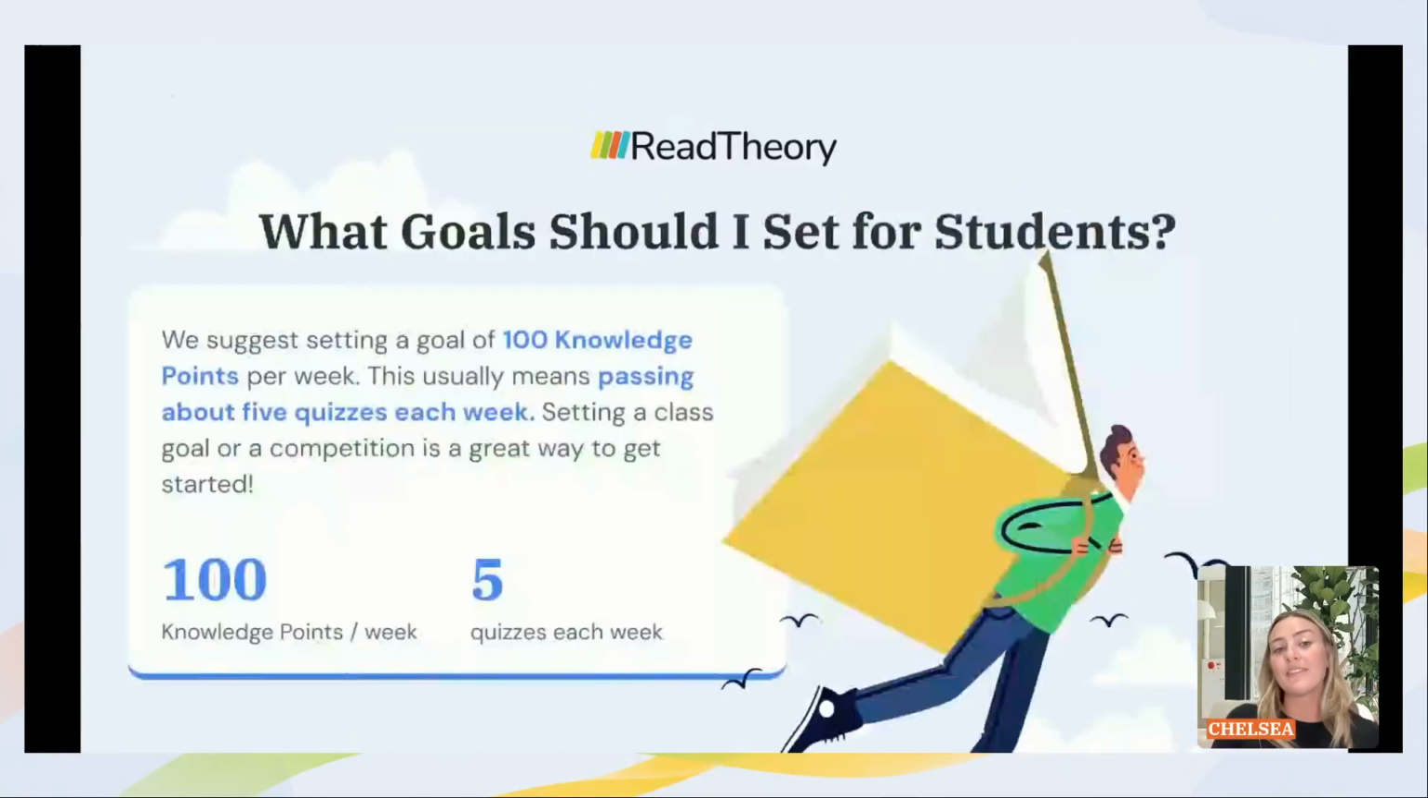When you think about what this looks like in a classroom and that consistency that we talk about, we do recommend that students get 100 knowledge points each week, which usually works out to be about 5 passed quizzes. And that tends to be a really manageable goal for most classrooms, while still creating that consistent practice.